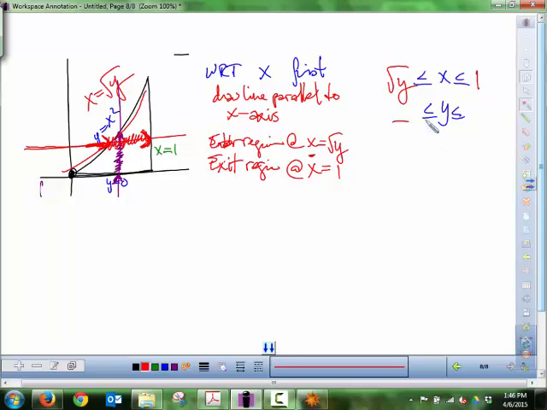What goes here? Constants. Constants go there. Always, always, always. And the y variable, the y goes from 0 to 1. Outer limits are always, always, always constants.